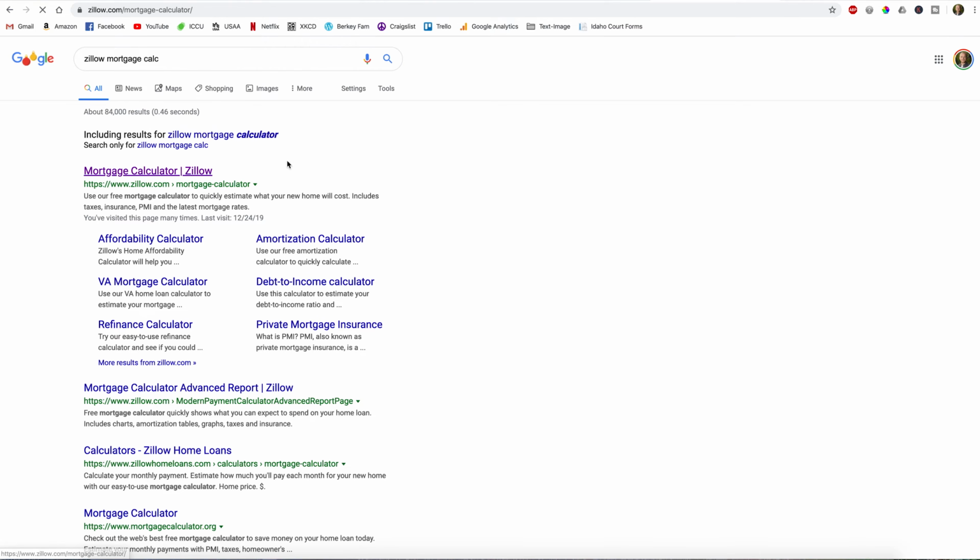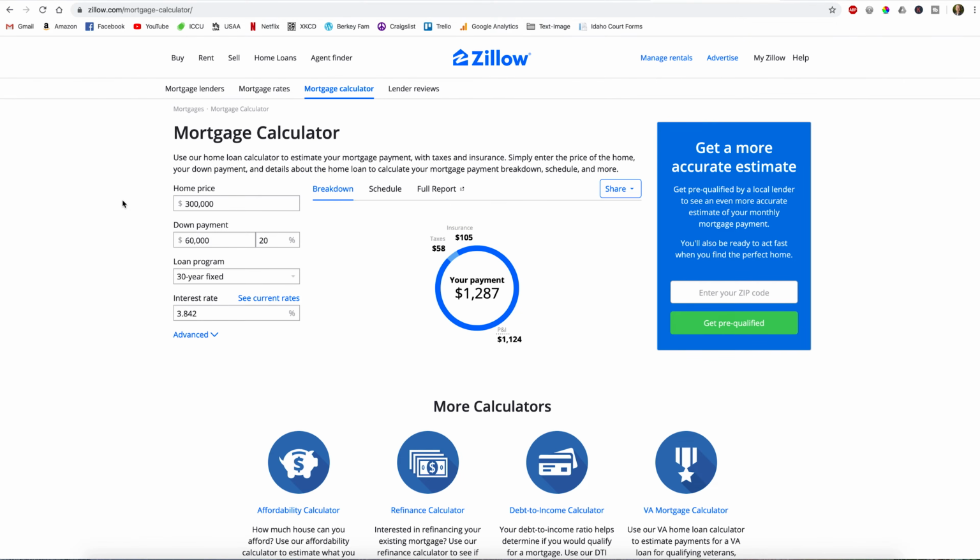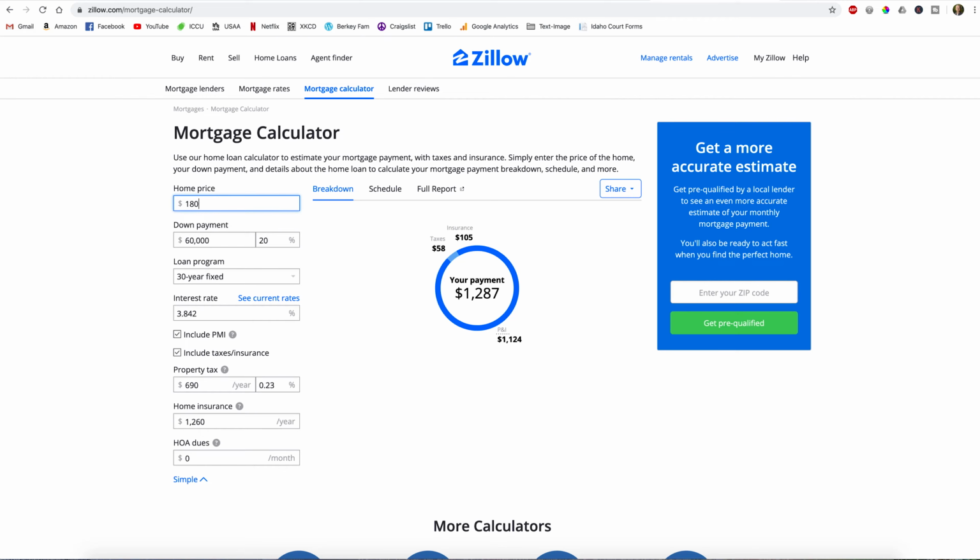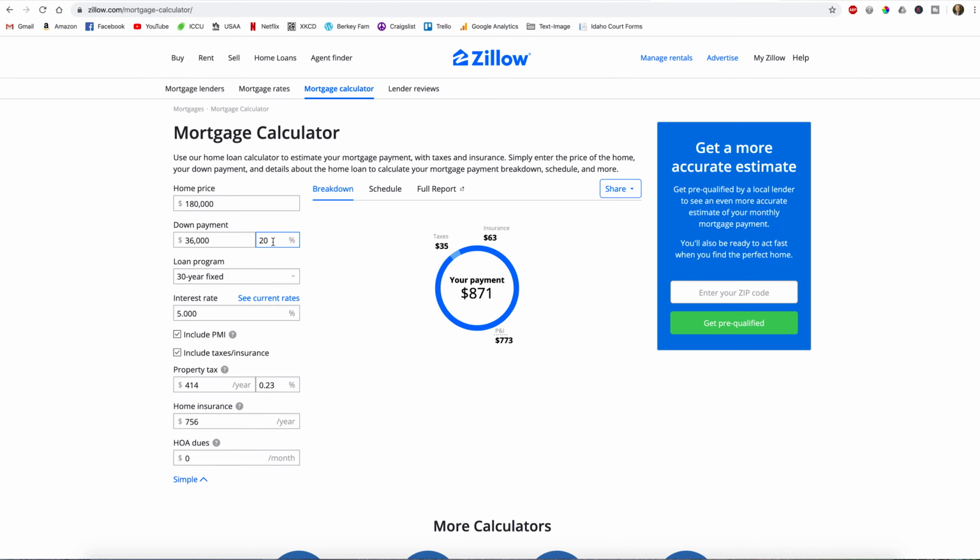Okay, let's do this one. So the very first thing we have to do is figure out how much the mortgage costs. So I like to use the Zillow mortgage calculator. The reason for that is because it includes property taxes and insurance, which most mortgage calculators do not. So let's put in the purchase price of $180,000. Down payment would be 20%. Interest rate, I don't know, let's even do 5% just because we want to be on the conservative side. Include PMI, but obviously we put 20% down, so it won't matter.